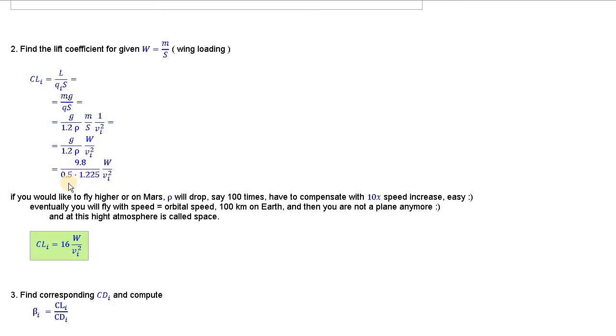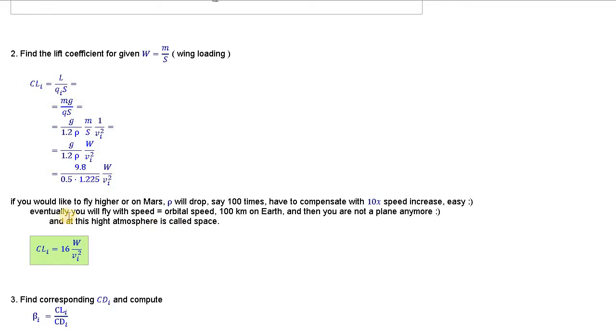So from here you can know the density of the atmosphere. And knowing the density of the atmosphere, you can find the height at which you have this density. And this height is approximately 100 kilometers, basically the edge of the Earth's atmosphere. So that's the way the space is defined.